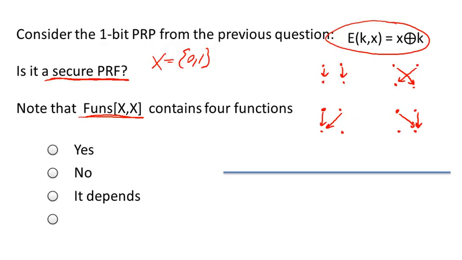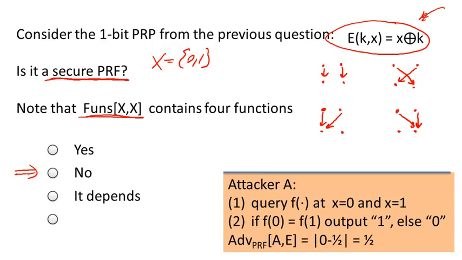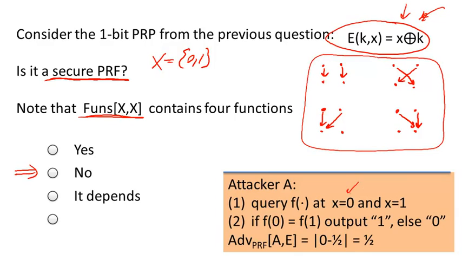And the question is, this PRP that we just looked at, is it also indistinguishable from a random choice from Funs[X,X]? So I hope everybody said no, and the reason it's not a secure PRF is because there's a simple attack. Namely, the attacker is supposed to distinguish whether he's interacting with this PRP or with a random function from Funs[X,X]. And the distinguisher is very simple. Basically, we're going to query the function at both x equals 0 and x equals 1. And then if we get a collision, in other words, if f(0) is equal to f(1), then for sure we're not interacting with a PRP, in which case we can just output 1. In other words, we're interacting with a random function. Otherwise, we say 0.